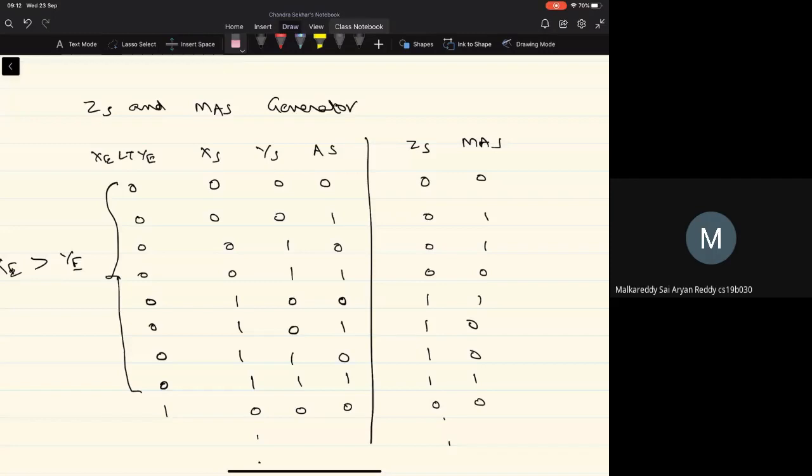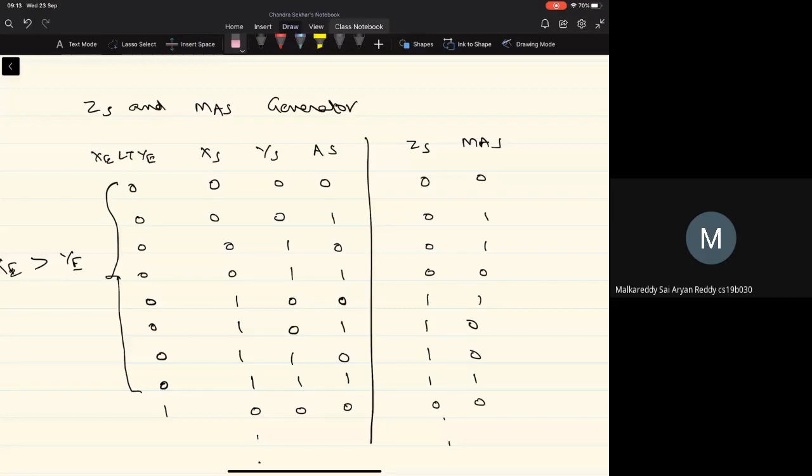So we can quickly verify the other entries here. X is greater than Y, X is positive, Y is negative, and I want to subtract Y from X. And because Y is negative and I want to perform the subtraction operation on Y, it requires addition of the mantissas. And because X is greater than Y, the result's sign will also be positive. That's why ZS is 0 and MAS is 0.